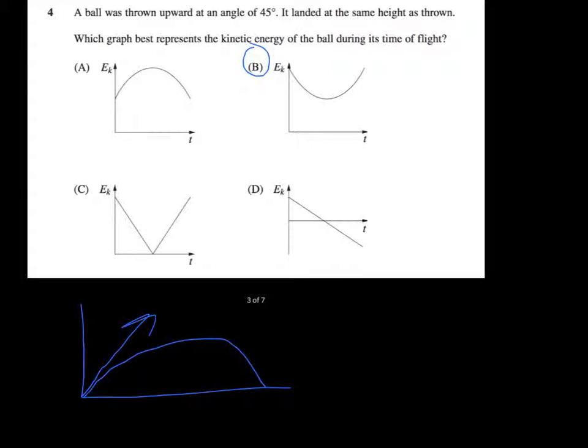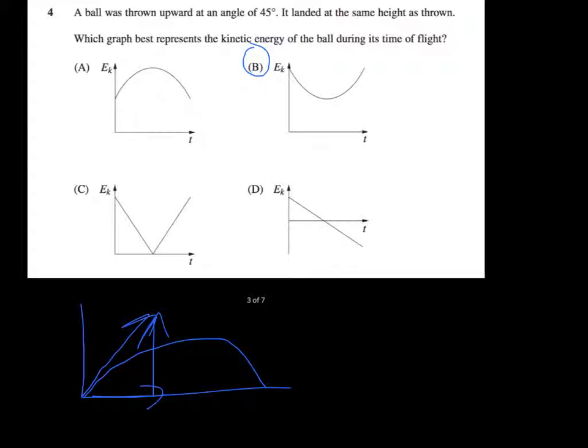Now if you think about it, the sideways or horizontal velocity is constant. So the kinetic energy for the horizontal motion is constant. If you were to graph that, it would just be a straight line straight across. So the thing that's changing the kinetic energy here is the vertical motion.